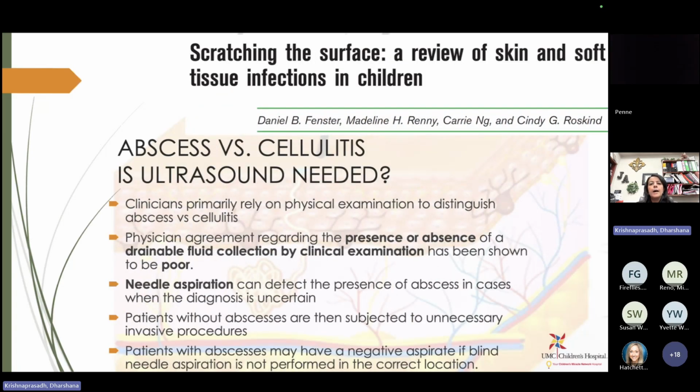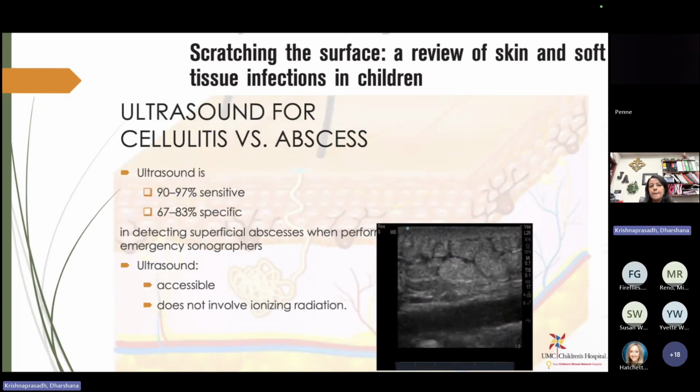Just because I practice more in the emergency room setting, we can do an ultrasound of these lesions, and that can help us determine if this is an abscess versus cellulitis. And I'm going to show you pictures of what those two look like. So ultrasound is a pretty sensitive modality to diagnose abscesses. It's easily accessible.